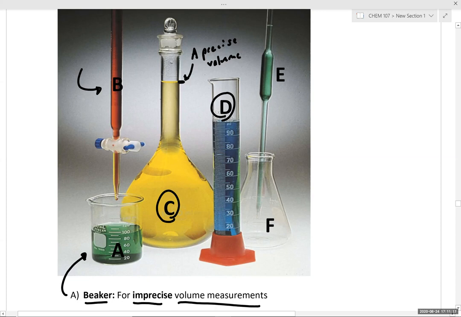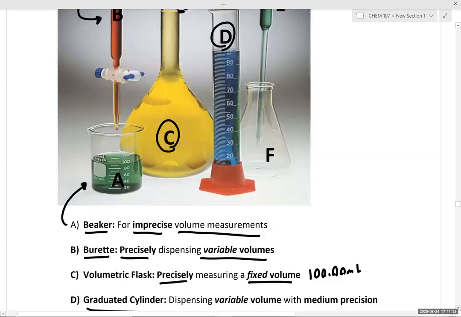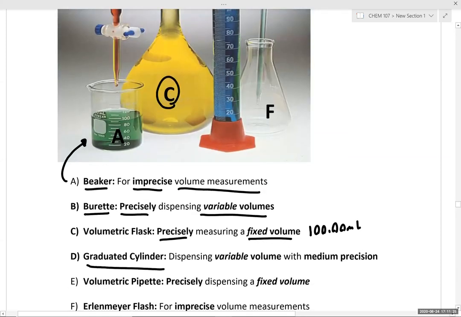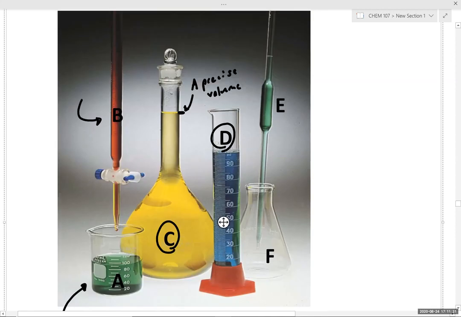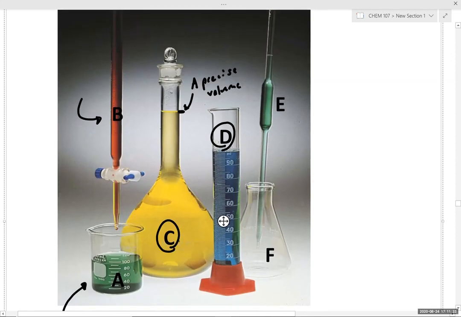A graduated cylinder, shown with the letter D, is called graduated because it has these graduated marks. Now, students love to say the graduated cylinder is a precision piece of glassware, and in reality, a graduated cylinder is useful for dispensing a variable volume with a medium level of precision. It is not as precise as a buret or a volumetric flask, but it is commonly used if you just need to dispense a rough volume of liquid.